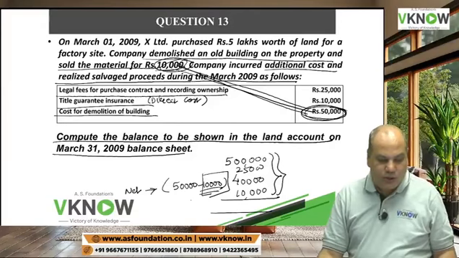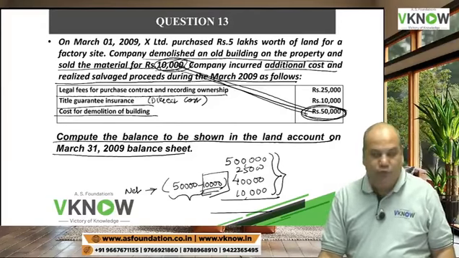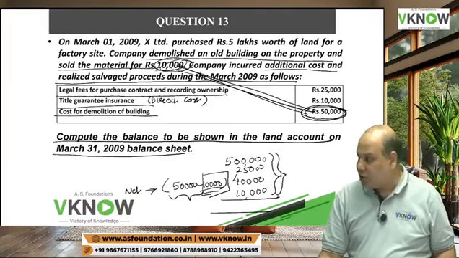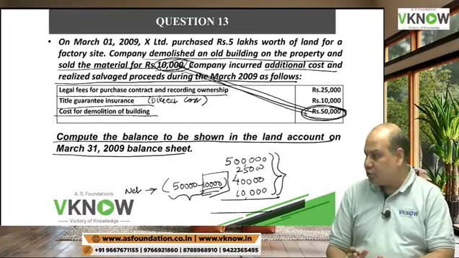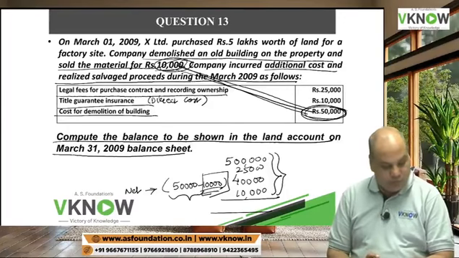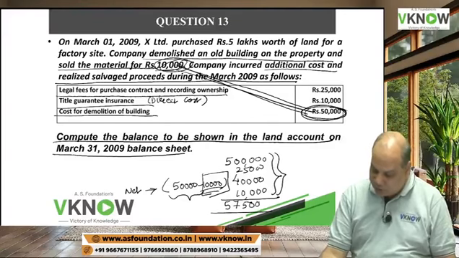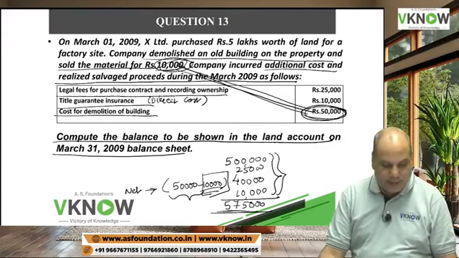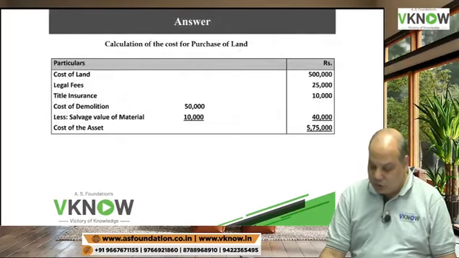The answer is we will take it. We will capitalize the net demolition cost, 40,000 only. So please tell me the answer of this question. 5 lakh plus 25,000 plus 10,000 plus 40,000 is equal to, one student is saying 5 lakh 75,000. Tanya, 5 lakh 75,000, Pavan, Kalyan. So the answer is right.